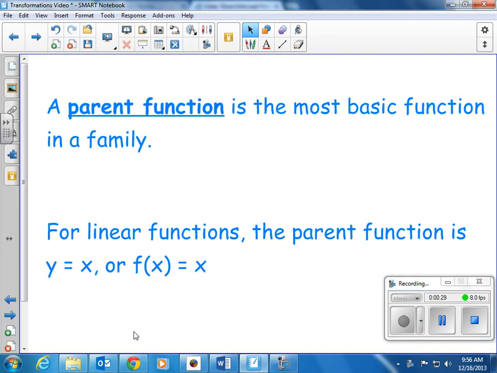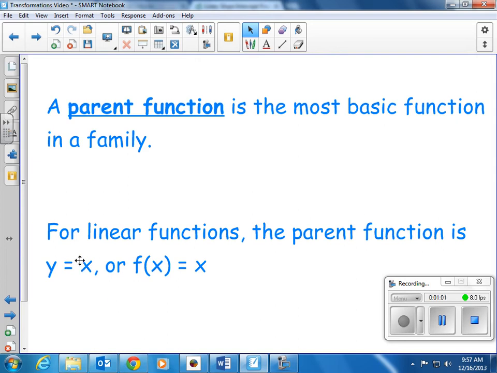So let's go ahead and get a definition down in our journal. A parent function is the most basic function in a family. Right now we're studying the linear family. For linear functions, the parent function is y equals x. Remember that we can also write y equals x as f of x equals x. Remember that f of x is just function notation. You can see both of them, they're the same thing, but y equals x is our most basic parent function, and that's what we make all of our changes to.